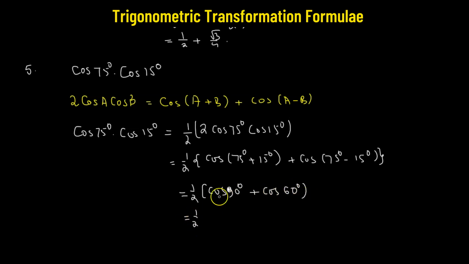We get half of the cosine 90, that's 0. Cosine 60, that's simply half. So we have half multiplied to half. Our final value is going to be 1/4. Let's move on to the next problem.